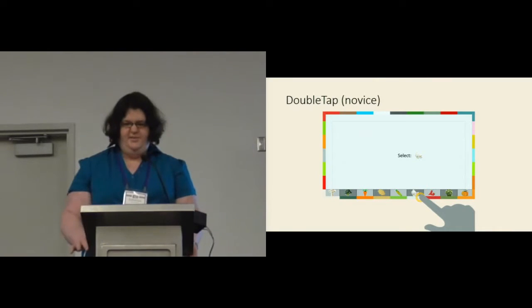Third menu is the first one that utilizes an expert shortcut. This one is called DoubleTap. For this one, just a single tap near the edge of the screen will open the toolbar, and then double tapping on the item will select it.